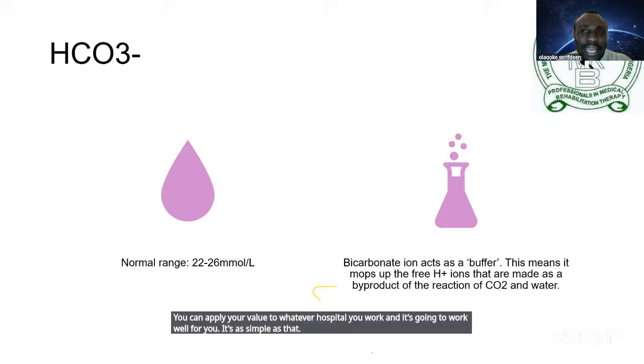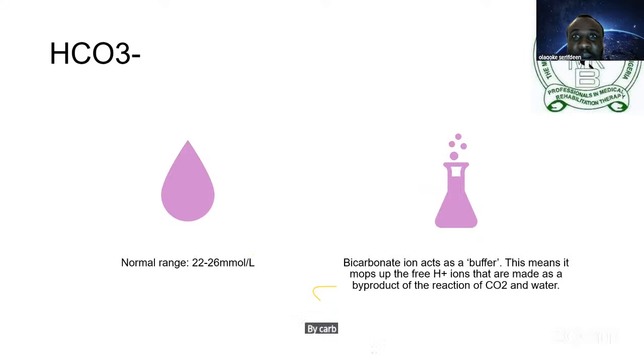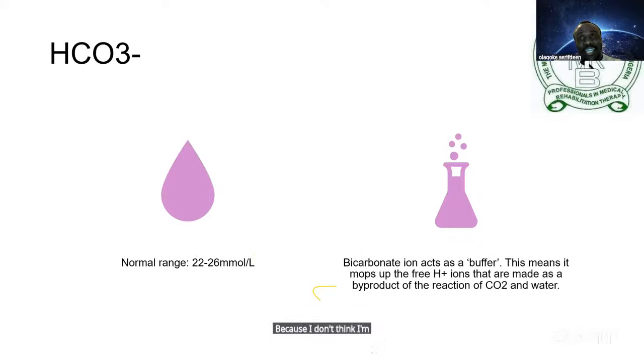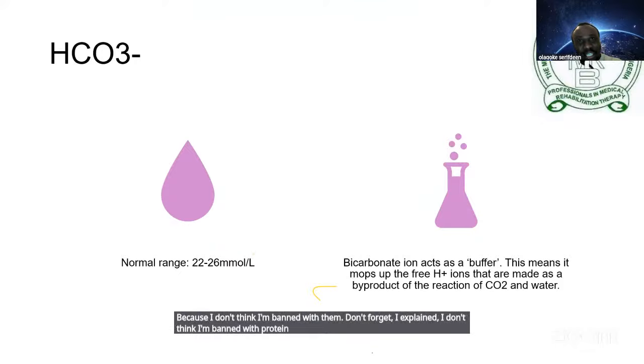Perfect. Bicarb, we have explained monkeys. If you remember monkeys, there are a lot of monkeys in our body. One of them is bicarb. Even hemoglobin is a monkey. They also chop hydrogen because hydrogen can bind with them. Don't forget I explained hydrogen can bind with protein, it can bind with hemoglobin. So hemoglobin is also a monkey. They love to chop hydrogen, because hydrogen is very nasty. If there is too much, problem.